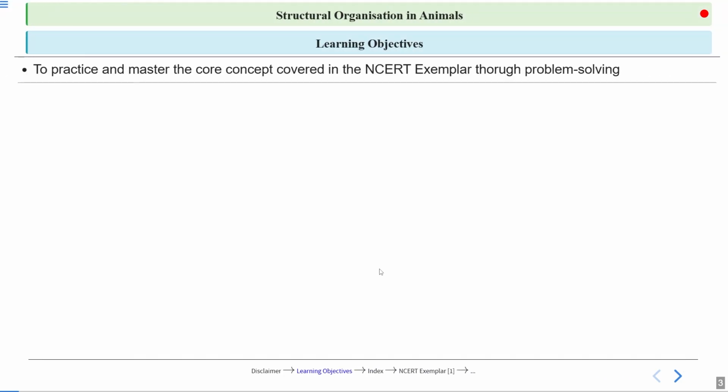So the learning objective of today's session is to practice and master the core concepts covered in the NCERT Exemplar through problem solving.